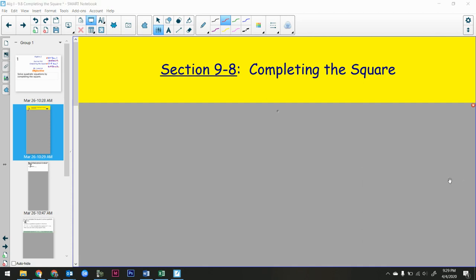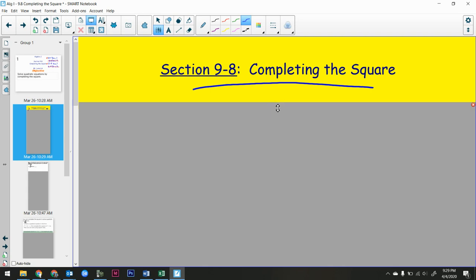So here's section 9.8, completing the square. When we were forced to do this whole remote learning thing, the Algebra 1 teachers all got together and asked, do we really want to do this section 9.8, completing the square? Because that's a really hard topic. But we decided to scale it down a bit. That's why we had you eliminate 9.8 day 2. So we're going to teach you the basics of completing the square so that you have a base understanding when you go to geometry next year, and you're not caught off guard.